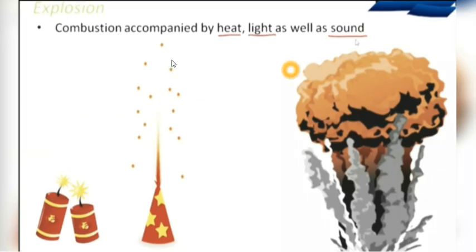Explosion is very closely associated with rapid combustion. It's basically like rapid combustion, but here, other than heat and light, sound is also produced. So this combustion is accompanied by heat, light, as well as sound. The best example of explosion would be firecrackers. During any festival, you often fire crackers. You see, they produce light, they also produce a lot of heat, and at the same time, they also produce a lot of sound. Even bombs are examples of explosion because there also combustion happens and heat is produced, light is produced, and sound is also produced. So that is explosion.